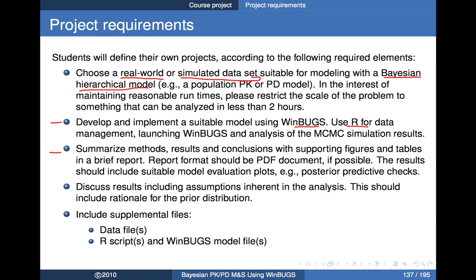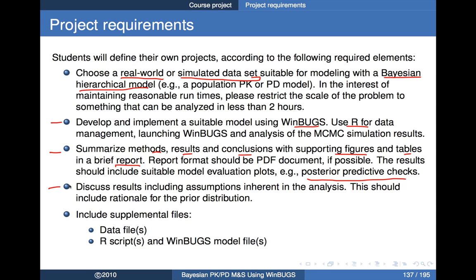Summarize your methods, your results, and your conclusions, and include supporting figures and tables in a brief report. The report format that's preferred would be PDF. I can probably live with other things, but that would be my preferred one. And your results should include suitable model evaluation plots, such as the posterior predictive checks that we've discussed in class.